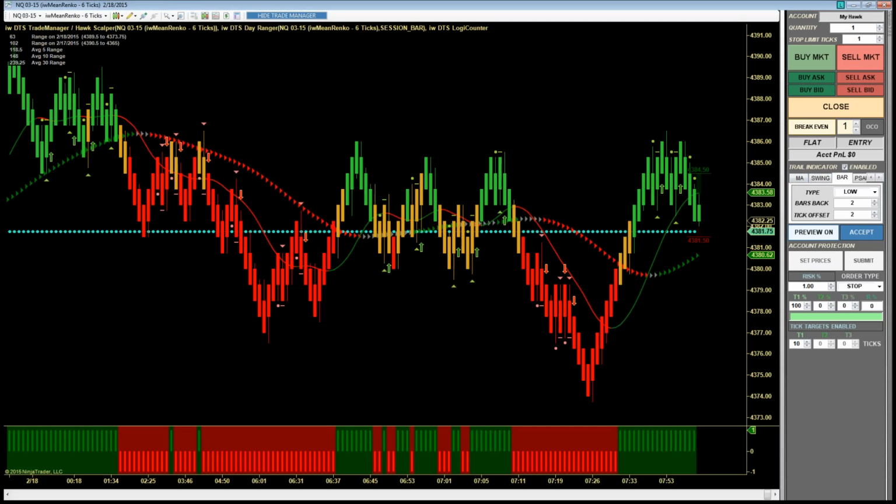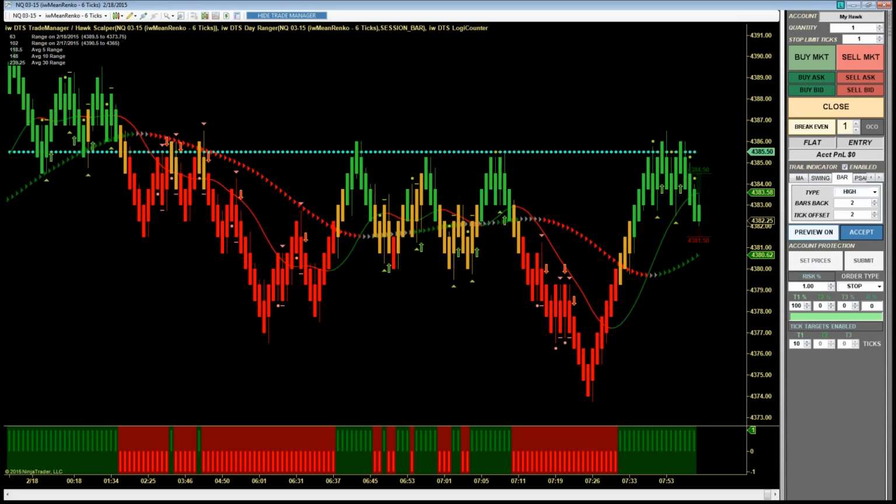Okay, I wanted to show you how the trade manager manages the stops. So what I'm going to do is punch into a trade here. Now, this is not a real trade. This is not a real trade signal at the moment. I'm attempting to show you how this works, so please don't take this trade.